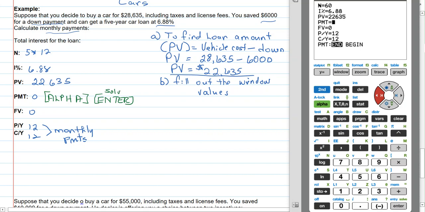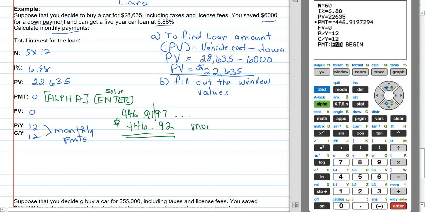Well, that's solved. All right, so let's do it. Alpha enter, and my amount is 446.9197, blah blah blah. We need 2 decimal places, 446.92. That is our monthly payment. That's all I've asked.